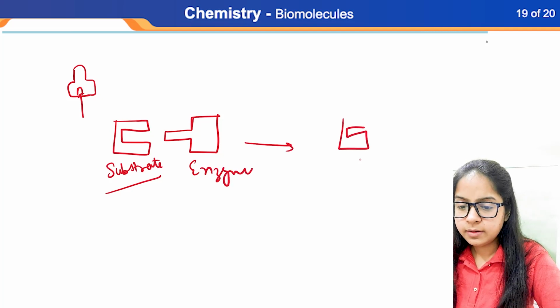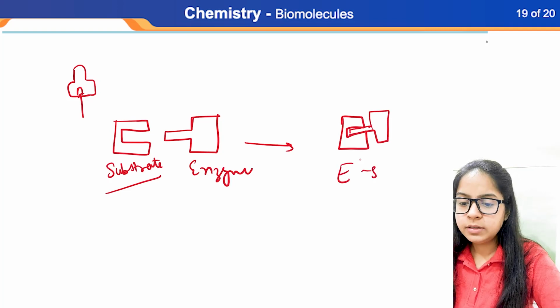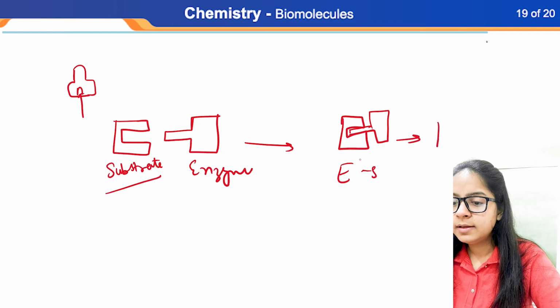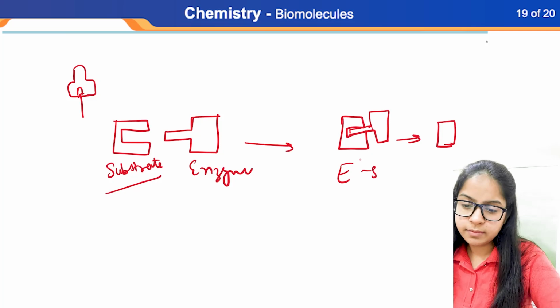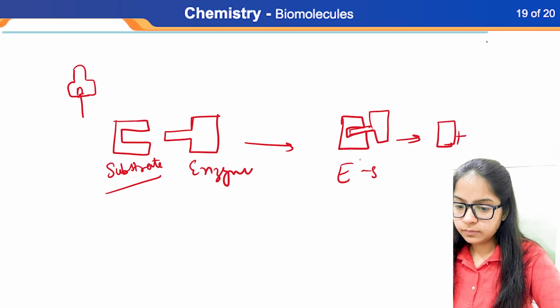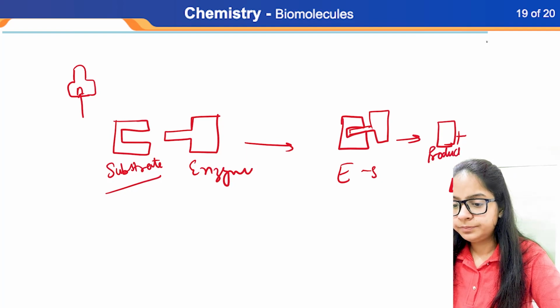You will get this one. This is the enzyme substrate complex, and after that the enzyme is not going to change its shape. It is going to form like this. Okay, again the same structure. This is your product.